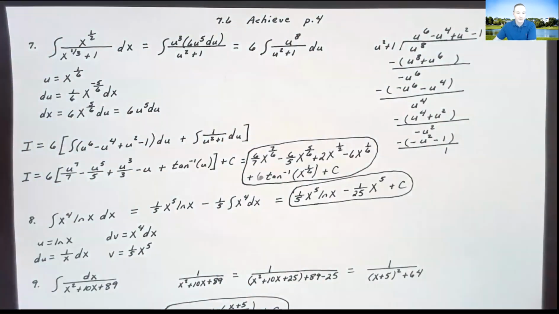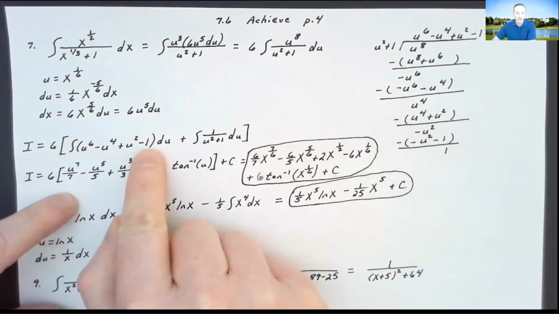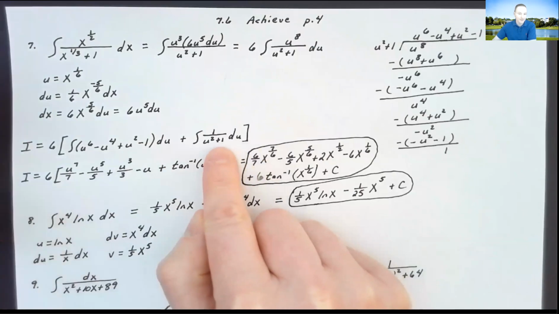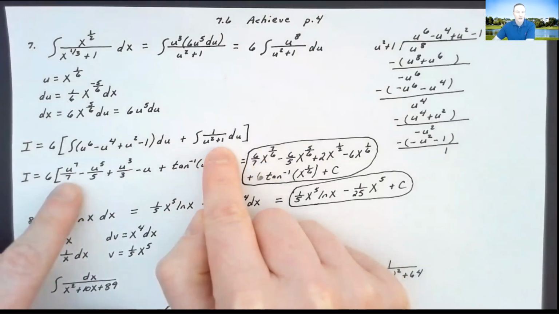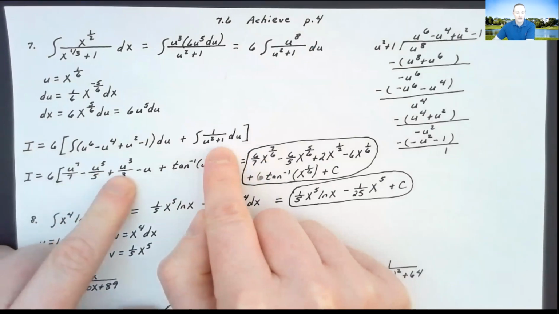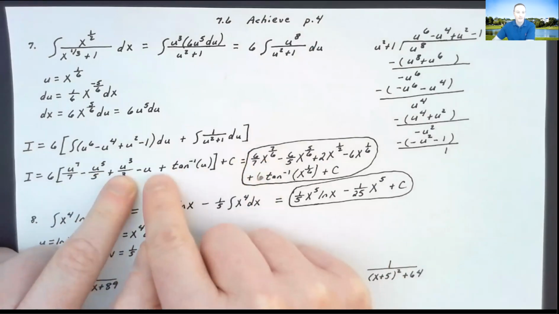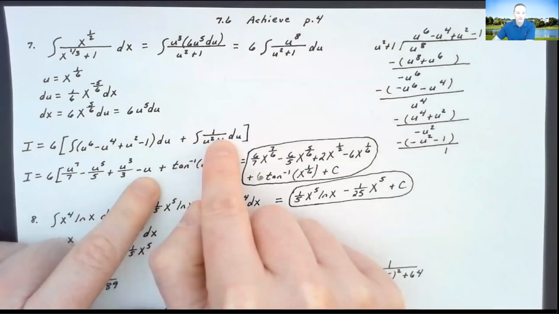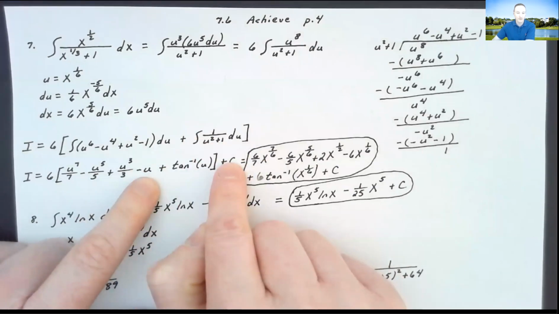Well, now it's easy to integrate because I can say these are all just power rule, and this is by definition an inverse tangent function. So I just get u to the 7th over 7 minus u to the 5th over 5 plus u cubed over 3 minus u plus the inverse tangent of u plus c.